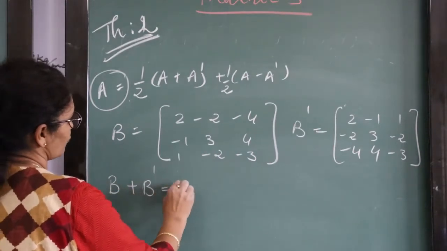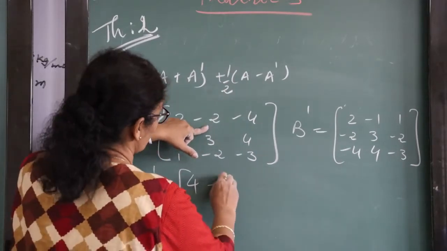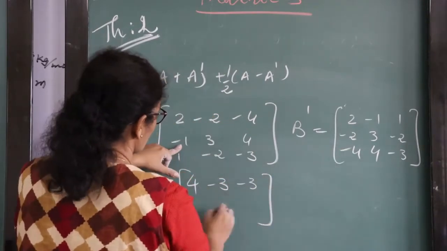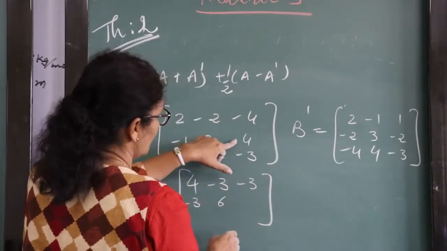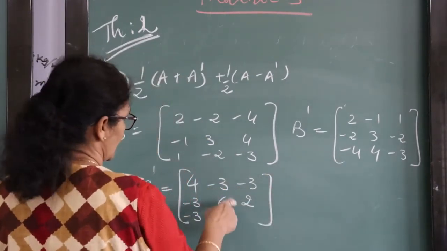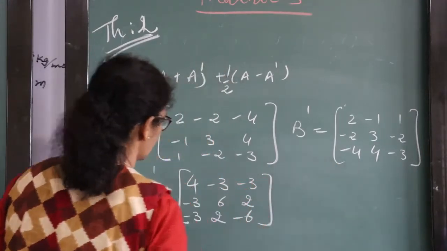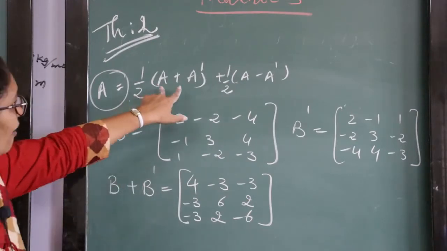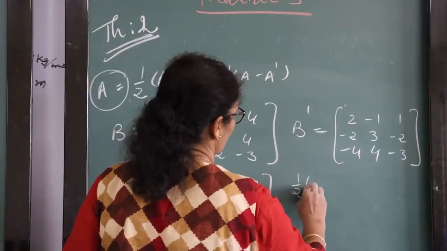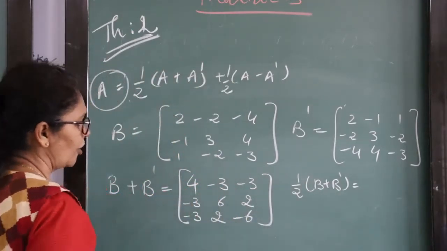Now let's add it. B plus B transpose. 2 plus 2 will be 4, minus 2 minus 1 is minus 3, minus 4 plus 1 is minus 3, minus 2 minus 1 is minus 3, 3 plus 3 is 6, 4 minus 2 will be 2. 1 minus 4 is minus 3, minus 2 plus 4 will be 2, and minus 3 and minus 3 is minus 6. Now what is our theorem? Half of A plus A transpose. So when I write half of it, what is it? Half of B plus B transpose. I have to divide all the terms by 2.